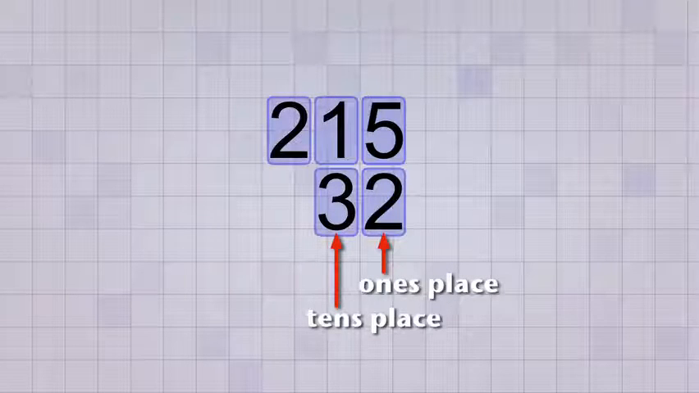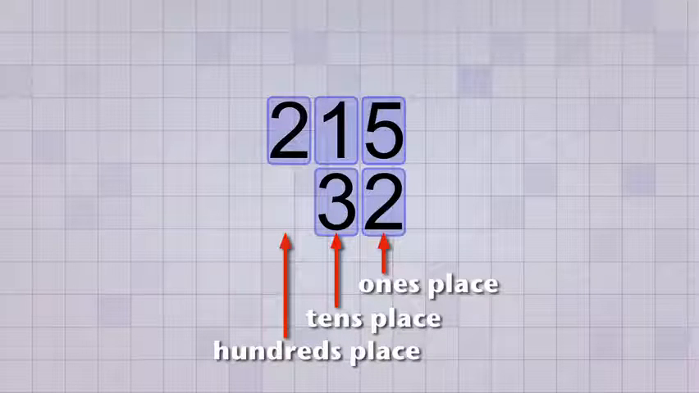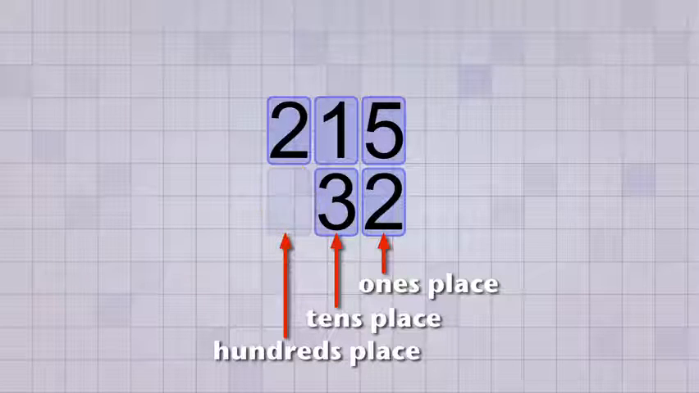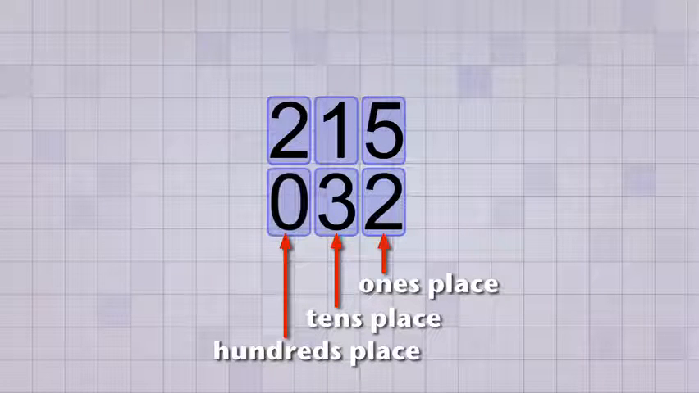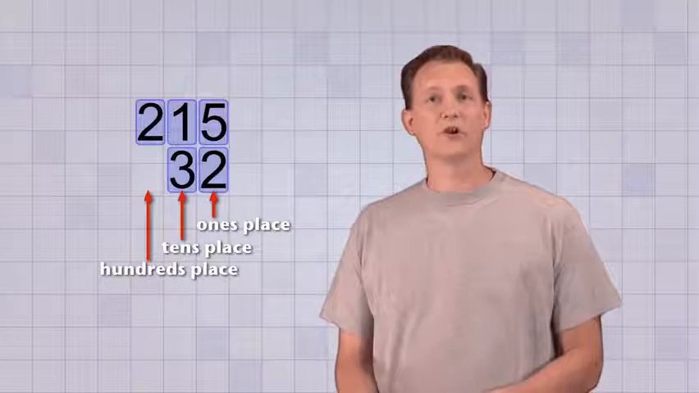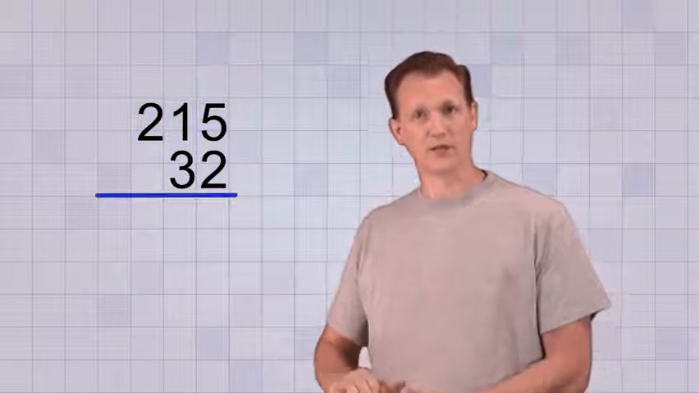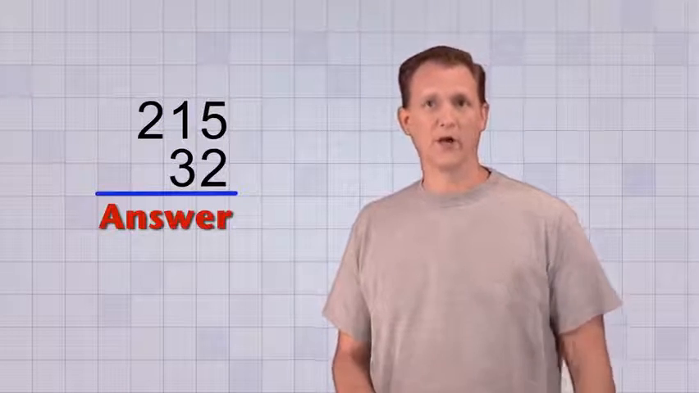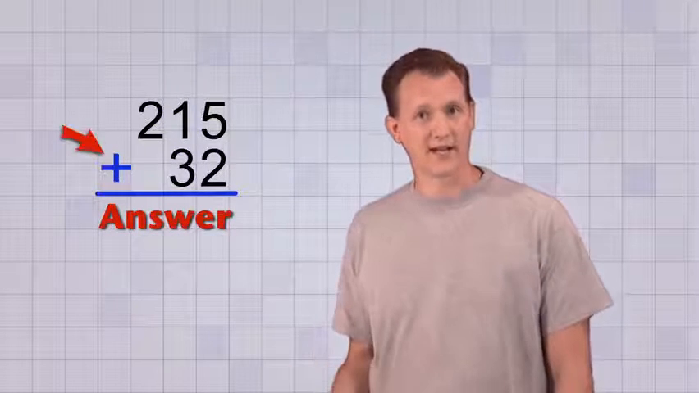The tens places are also lined up, and the hundreds places. Well, the bottom number doesn't have a digit in the hundreds place, but that's okay. We can just imagine a 0 there as a placeholder, but we don't have to show it. After our numbers are lined up, we draw a line just below the bottom number because our answer is going to go below that. We also put a plus sign down here on the left side to show that we're adding.